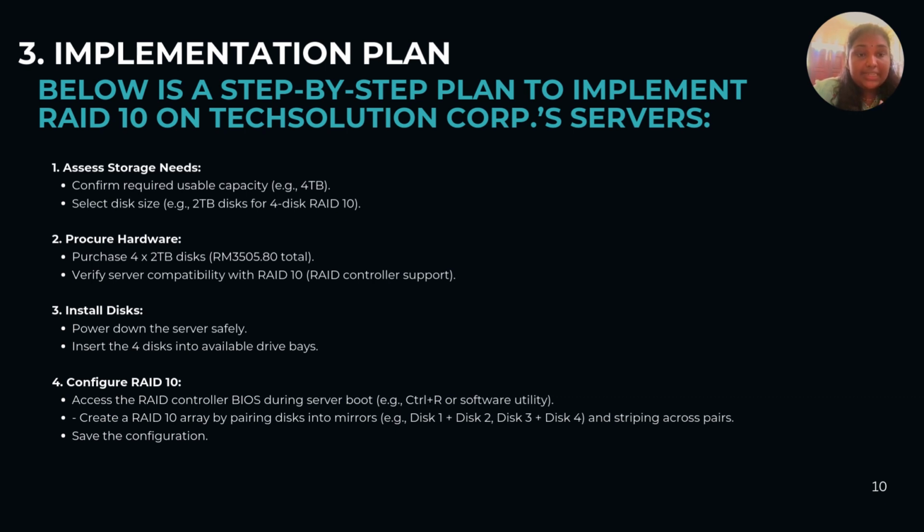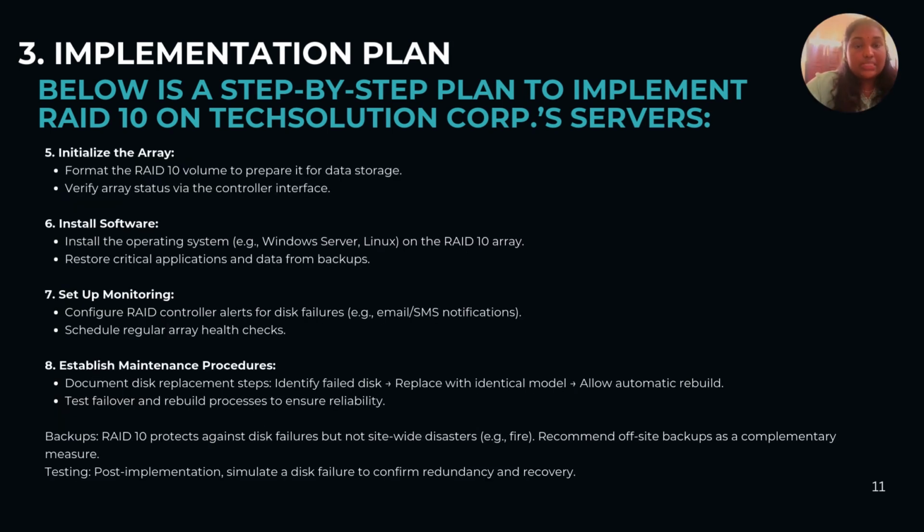This should create a RAID 10 array by pairing disks into mirrors, for example disk 1 plus disk 2, plus disk 3 plus disk 4, and striping across the pairs. Then save the configuration at the end. So step number 5 is initialize the RAID. For this, format the RAID 10 volume to prepare it for data storage. Verify array status via the control interface.